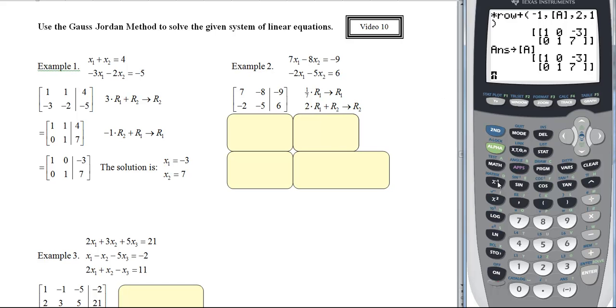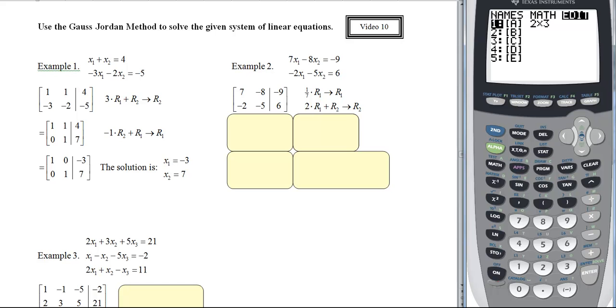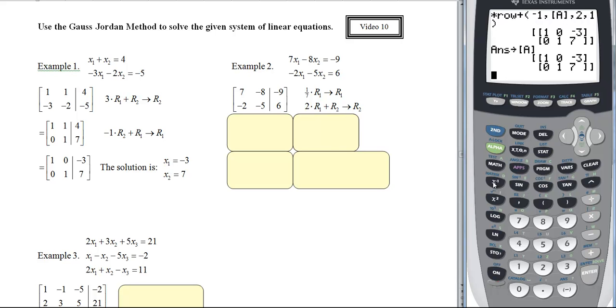So I've got to go put in my new matrix. Let's go edit. It's already a 2 by 3. So I've got 7, negative 8, negative 9, negative 2, negative 5, 6. Second quit. Let's go check my matrix. So I've got 7, negative 2, negative 8, negative 5, negative 9, and 6. Alright, so now let's go do our steps.